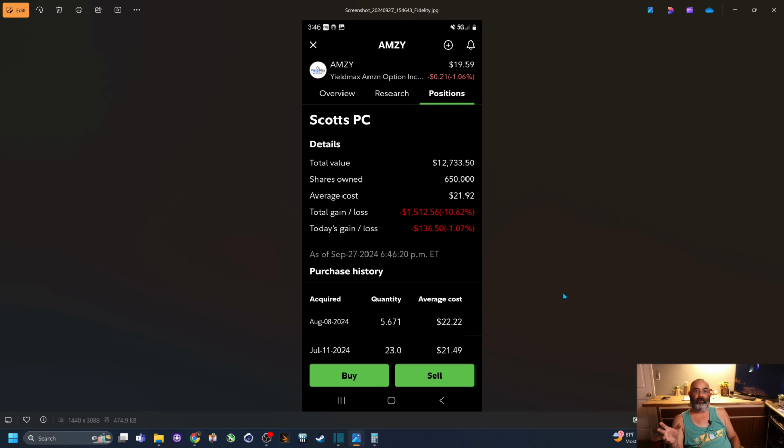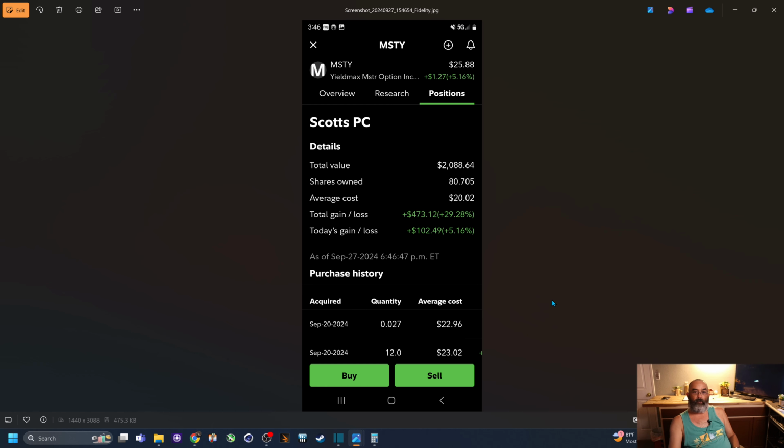You can see AMSI finished the day at $19.59, down 21 cents. There's my 650 shares at an average cost of $21.92. Again, here's MSTY. It finished the day at $25.88, up $1.27. You can now see my total value is at $2,088 with about 80 shares with an average cost of $20.02, and today's gain is $102.